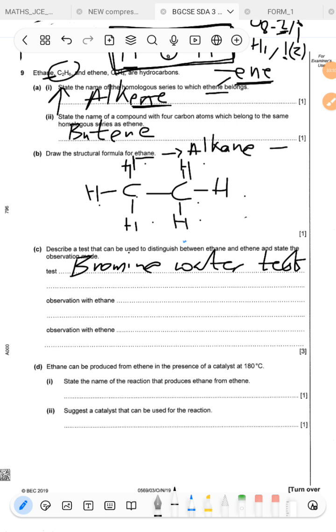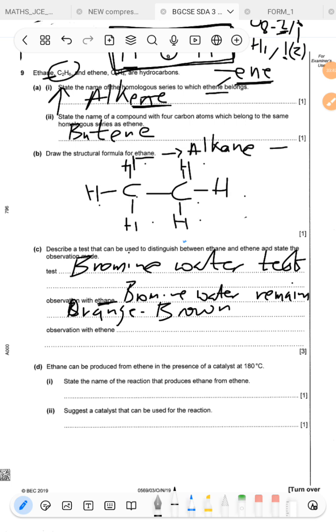Okay, observation with ethane. This is a saturated hydrocarbon, so that means it will not react with the bromine water, therefore the bromine water stays the same color. The bromine water remains orange-brown, it does not change. Orange-brown, that's the color of bromine water.